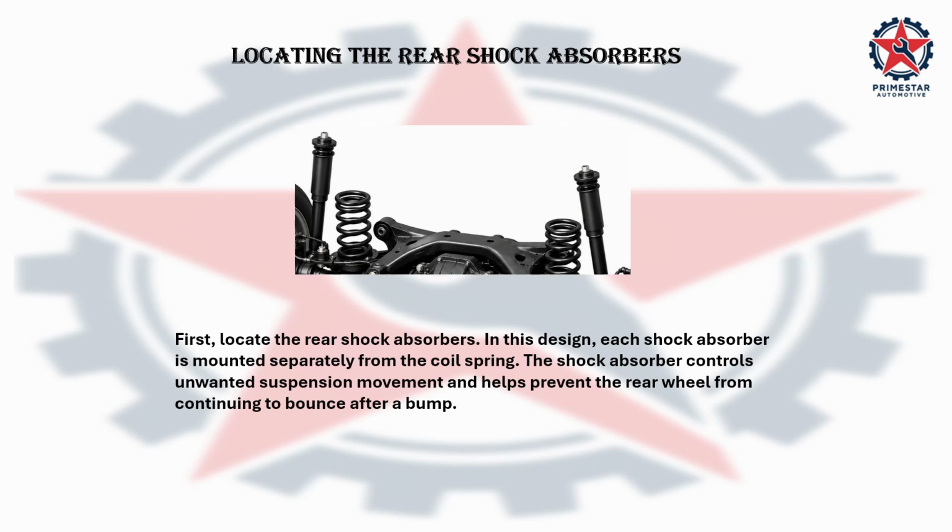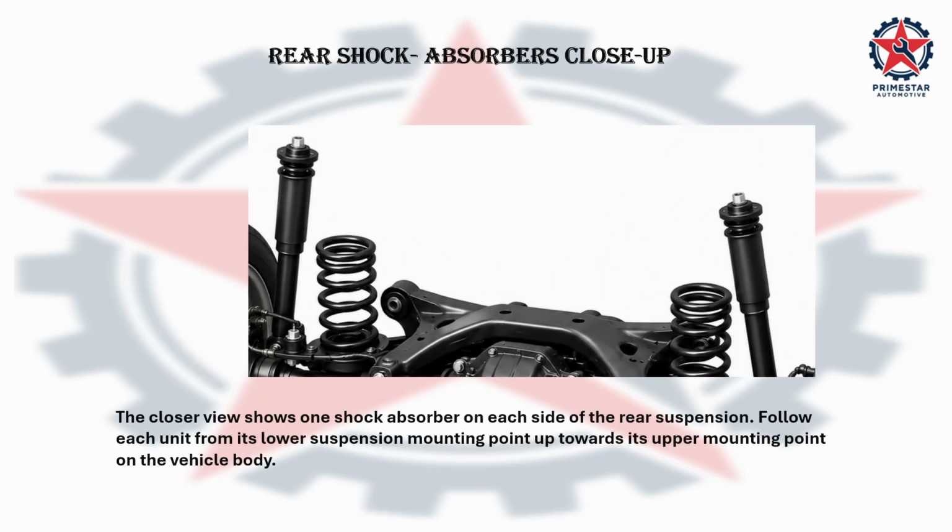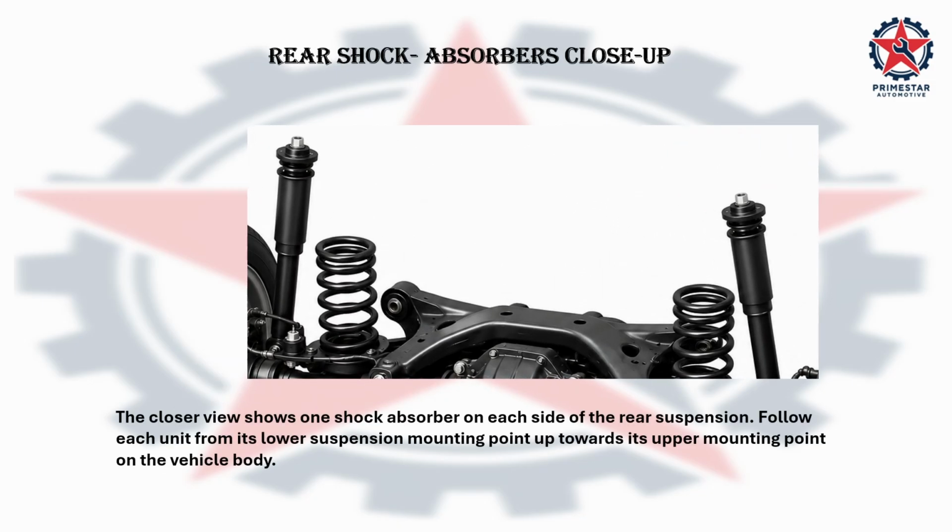First, locate the rear shock absorbers. In this design, each shock absorber is mounted separately from the coil spring. The shock absorber controls unwanted suspension movement and helps prevent the rear wheel from continuing to bounce after a bump. The closer view shows one shock absorber on each side of the rear suspension. Follow each unit from its lower suspension mounting point up towards its upper mounting point on the vehicle body.